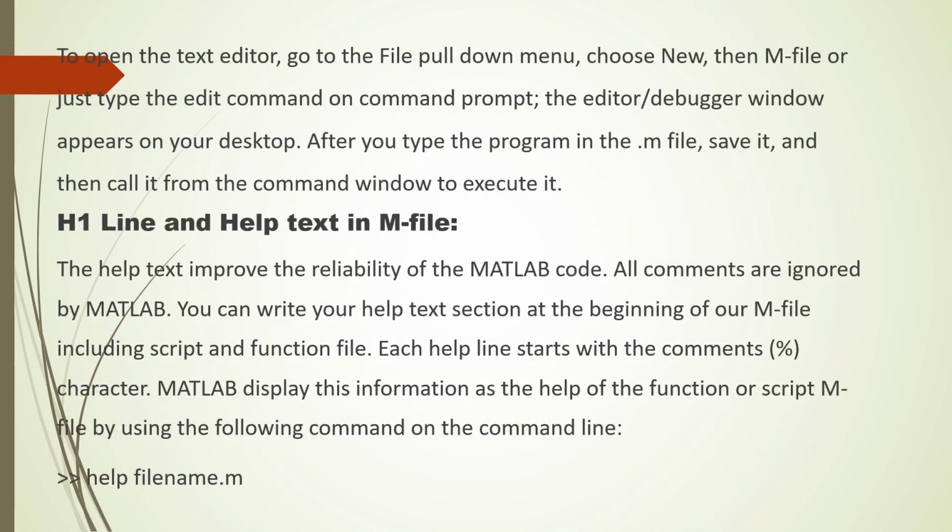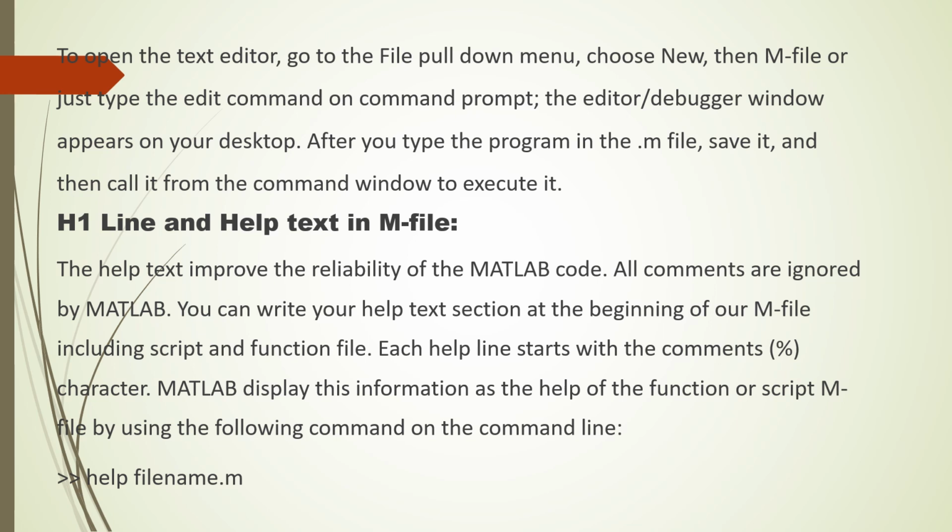To open the text editor, go to the File pull-down menu, choose New, then M-file, or just type the edit command at the command prompt. The edit window appears on your desktop. After you type the program in the .m file, save it, and then call it from the command window to be executed. H1 line and help text in MATLAB M file.